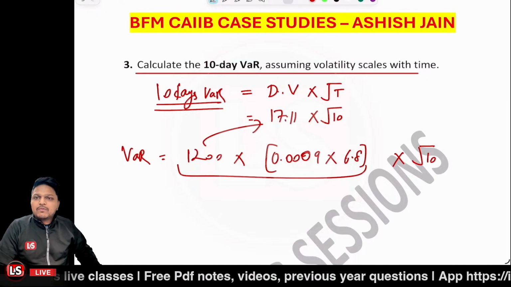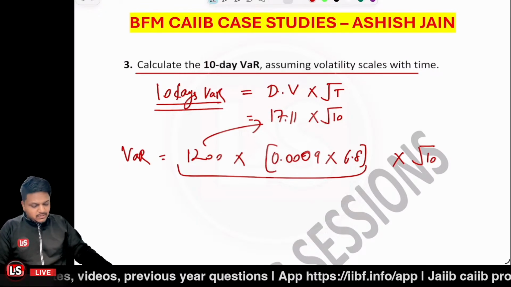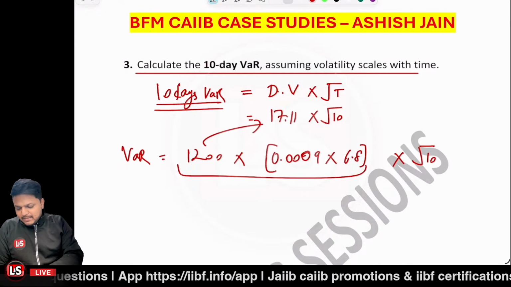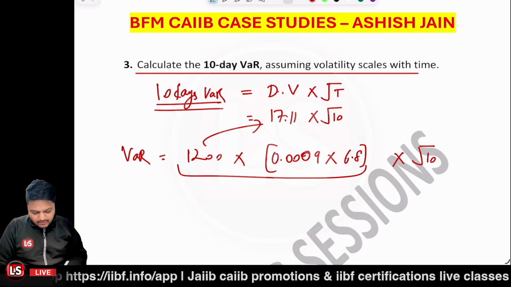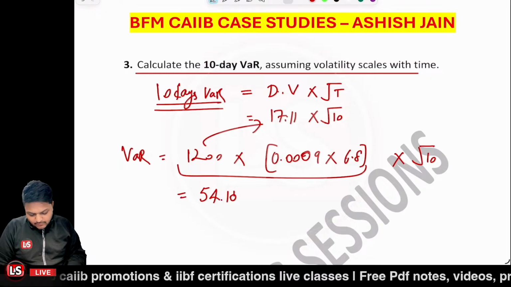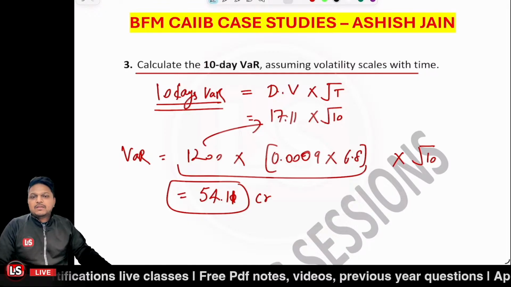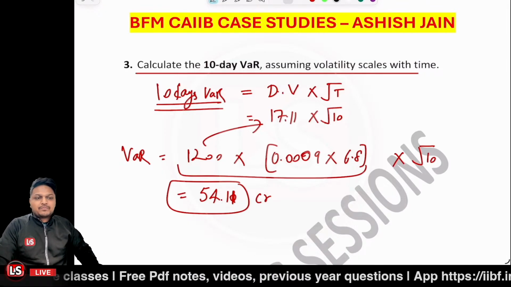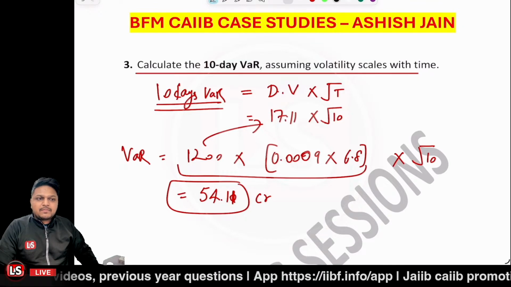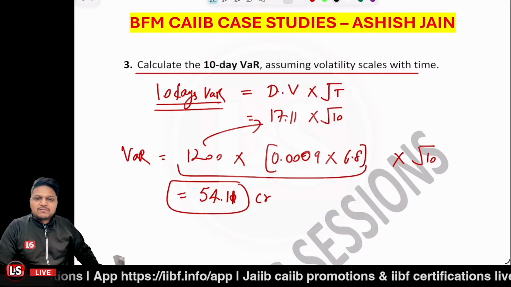So it is 17.11 into under root of 10, just a shortcut to it, right? Nothing changed. So it is under root of 10, that is 3.1622, multiplied by 17.11, so it is 54.10 or 54.11, right? So 54.11 CR. This is the 10-day VAR. Right?